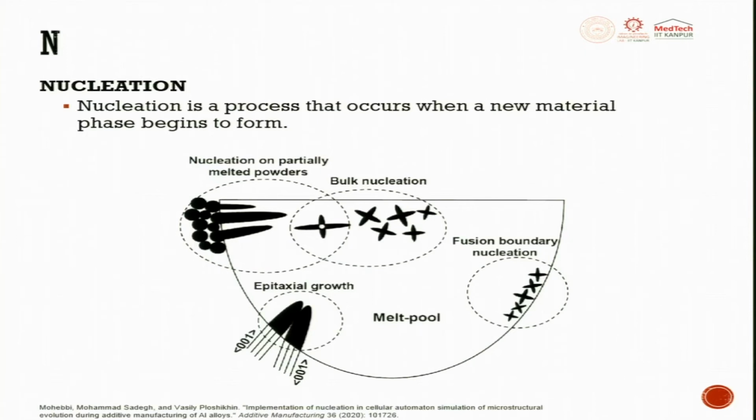Nucleation is a process, as I said, in the undercooling curve. So, you will have the temperature going down. Nucleation is a process that occurs when a new material phase begins to form. You can have bulk nucleation, fusion boundary nucleation, epitaxial growth nucleation, and nucleation on partially melted powders.